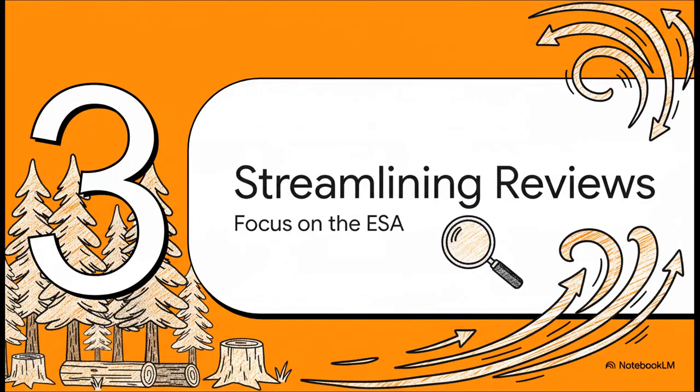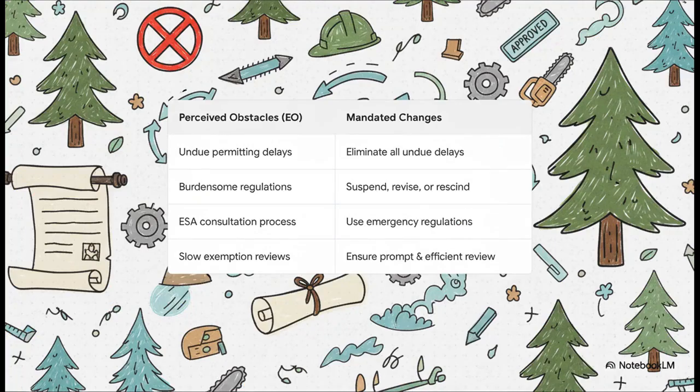Yeah, that timeline really reveals a powerful focus on one thing above all else: speed. The order repeatedly goes after what it calls undue delays, especially when it comes to environmental laws, like the big one, the Endangered Species Act, or ESA. This slide really brings it all into focus. On the left, you've got the problems as the executive order sees them: permitting delays, burdensome regulations, slow processes. And on the right, you see the direct commands to fix them. Eliminate all delays, revise or just get rid of those burdensome rules, and even use emergency regulations to push things through faster under the Endangered Species Act. It's a very clear cause and effect setup.